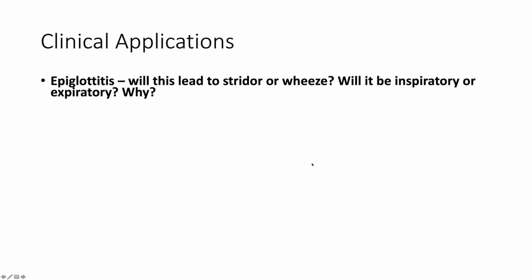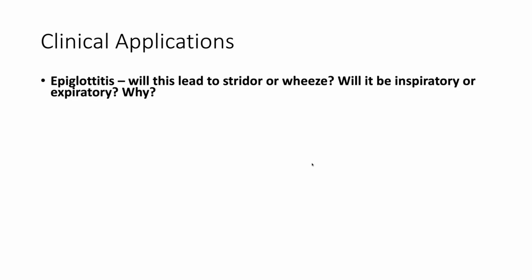Great. Amber, epiglottitis. Will epiglottitis lead to stridor or a wheeze, and will it be inspiratory or expiratory? Why? A stridor and expiratory. Great. Why? Epiglottitis, as it sounds, is inflammation of the epiglottis, and that is extrathoracic. It's the closest to a large airway space. So that's going to produce a stridor and expiratory because as you expire, you're collapsing the airway. There's already something that's inflamed.